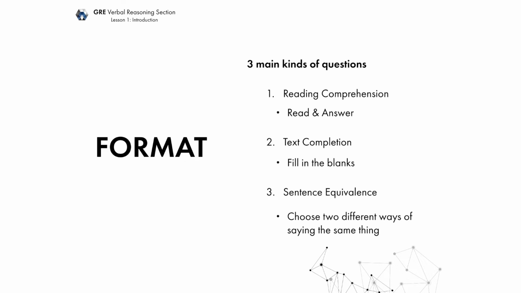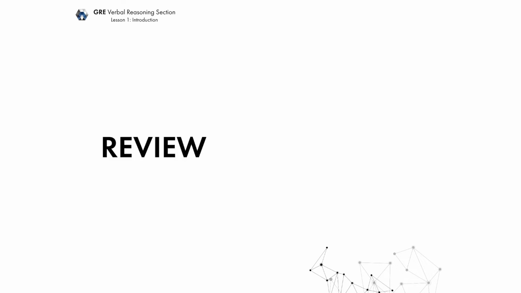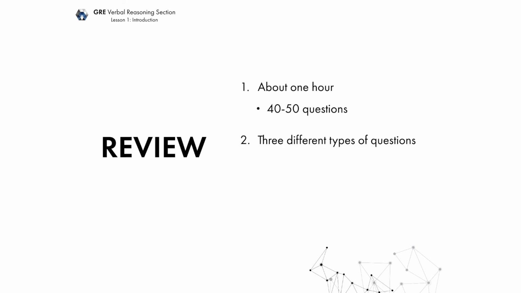Okay, so let's move into a little review here, just to touch base quickly on what we said to expect on the verbal reasoning section. So overall, you have about an hour, a little more if you're taking the paper test, but exactly an hour if you're taking the computer test. It's 40 to 50 questions, 40 for the computer test, 50 for the handwritten test. So time management is important, as we keep saying. And of course, to summarize our other main idea from this lesson, there are 3 different types of questions. Do you remember them off the top of your head? See if you can think of them before I put them down here.